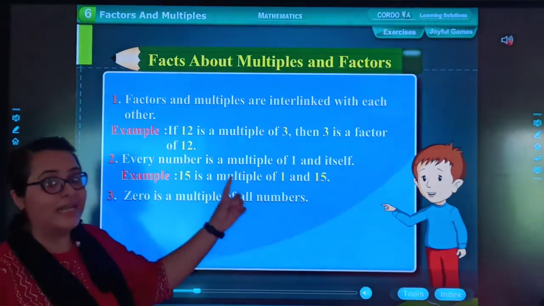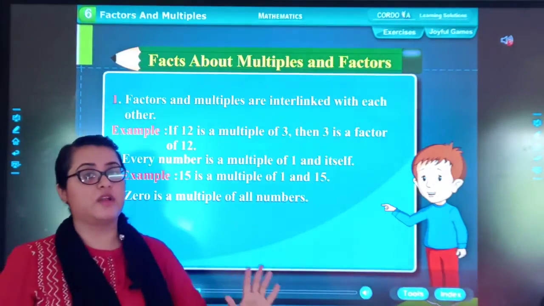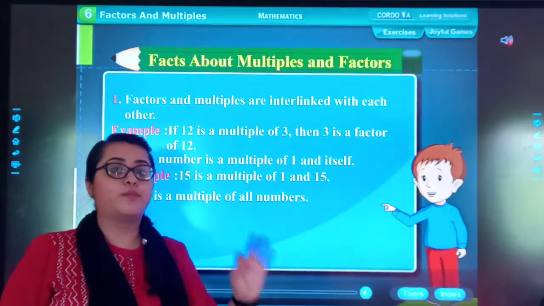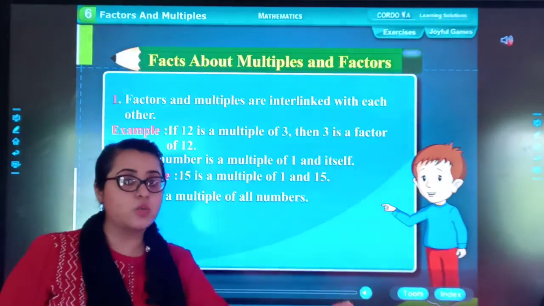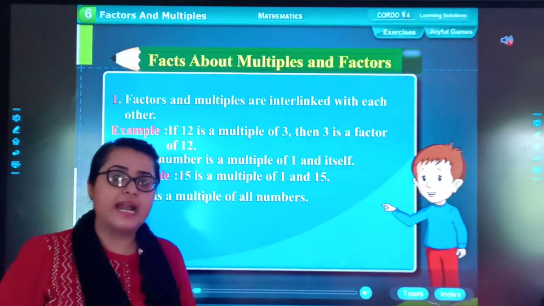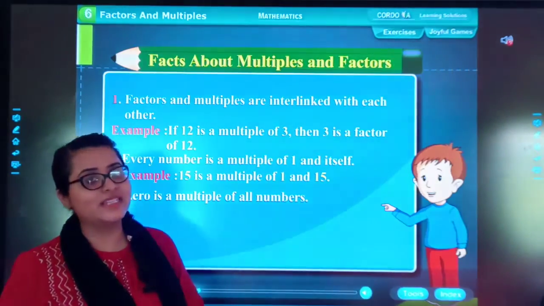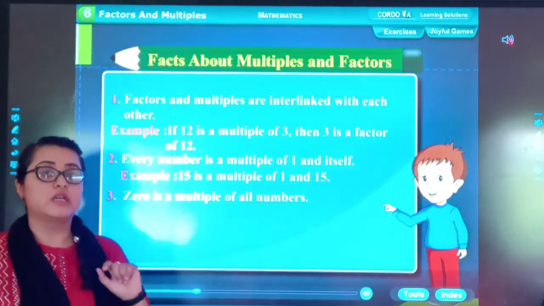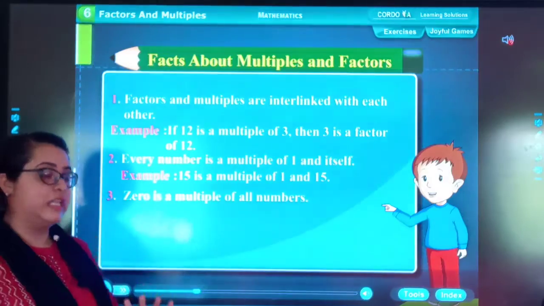Okay students? Every number is a multiple of 1 itself. Every number will be a multiple of 1. That means that number will go in one's table, and it will also go in its own table. And that number will be a multiple of 1. 0 is a multiple of all the numbers.